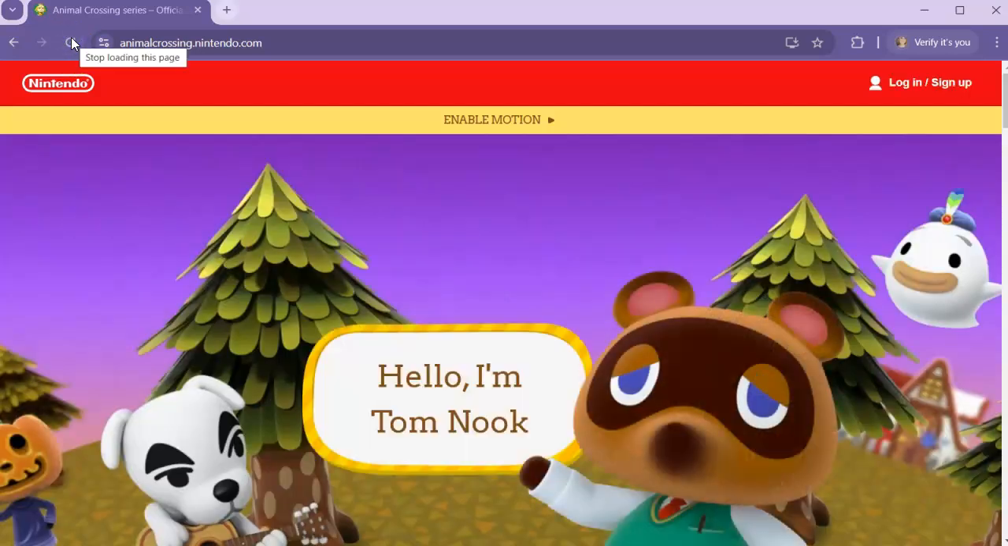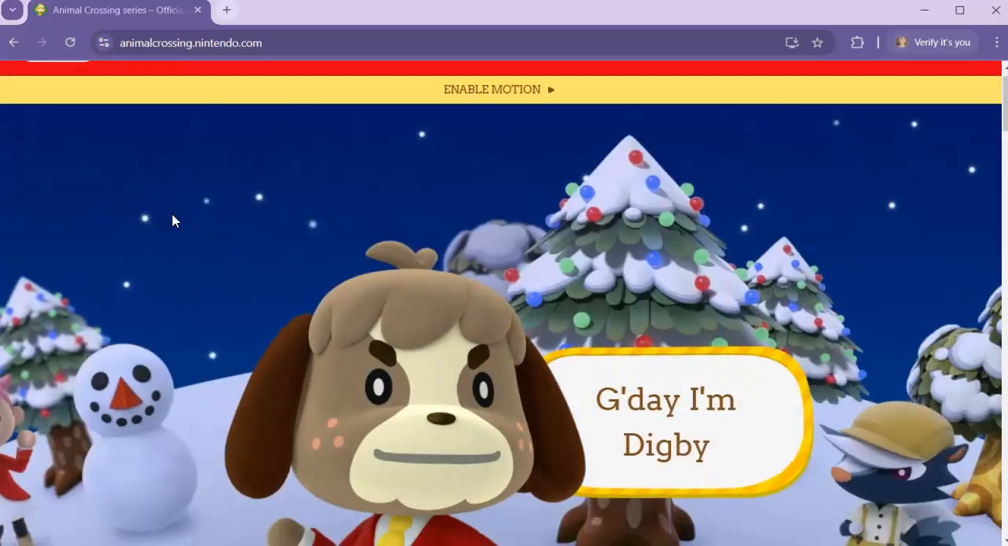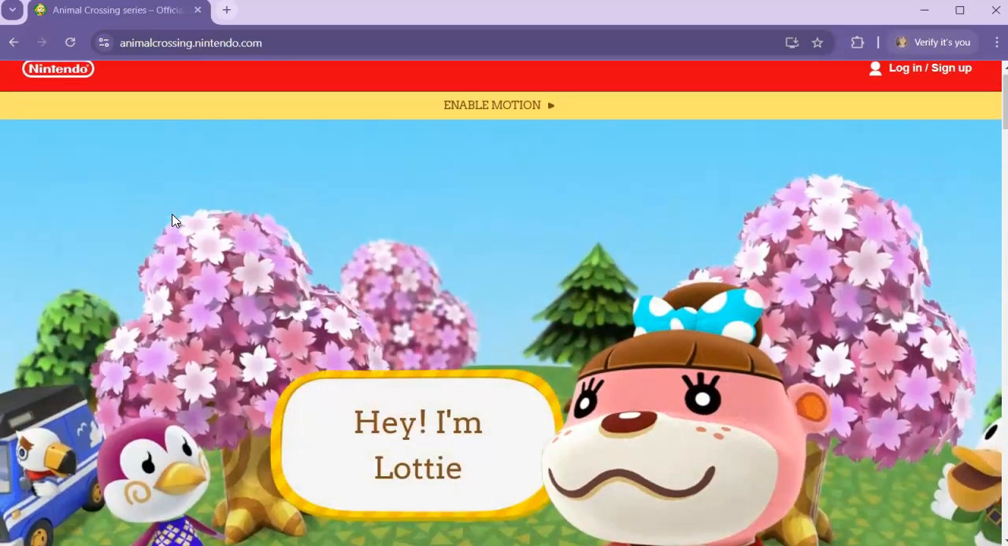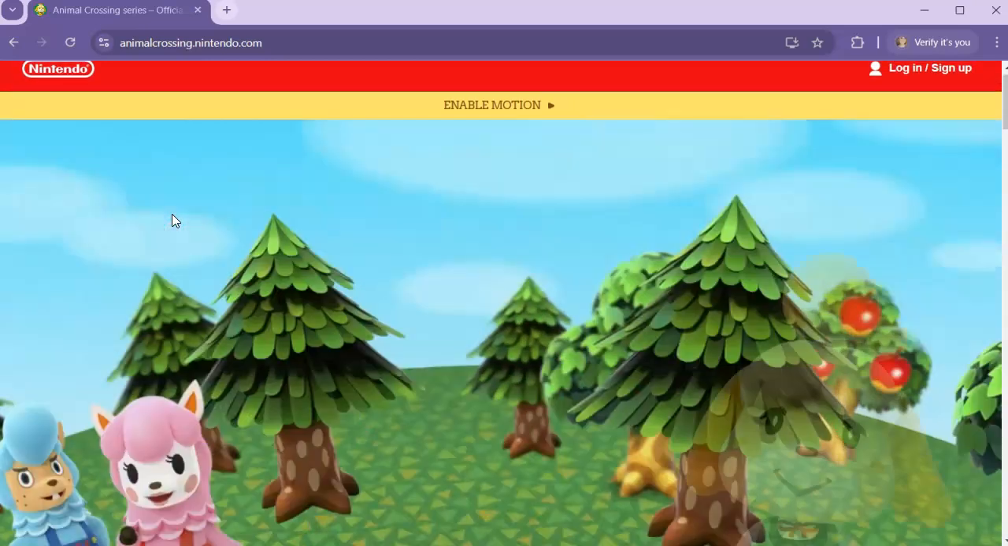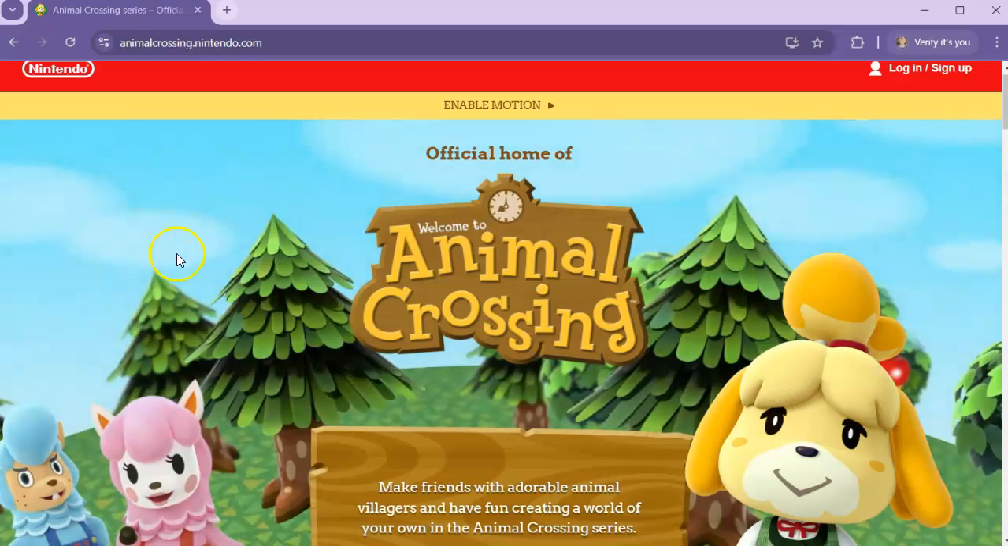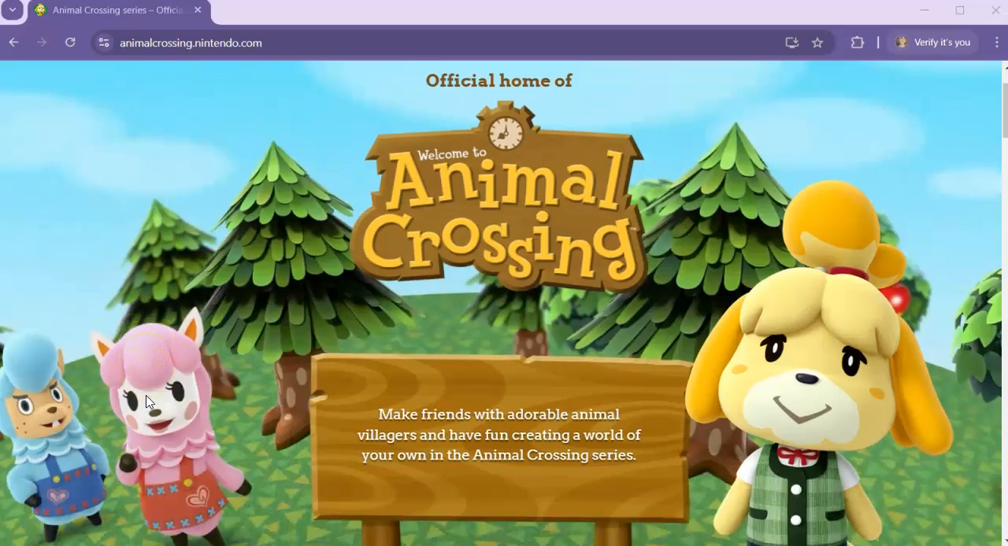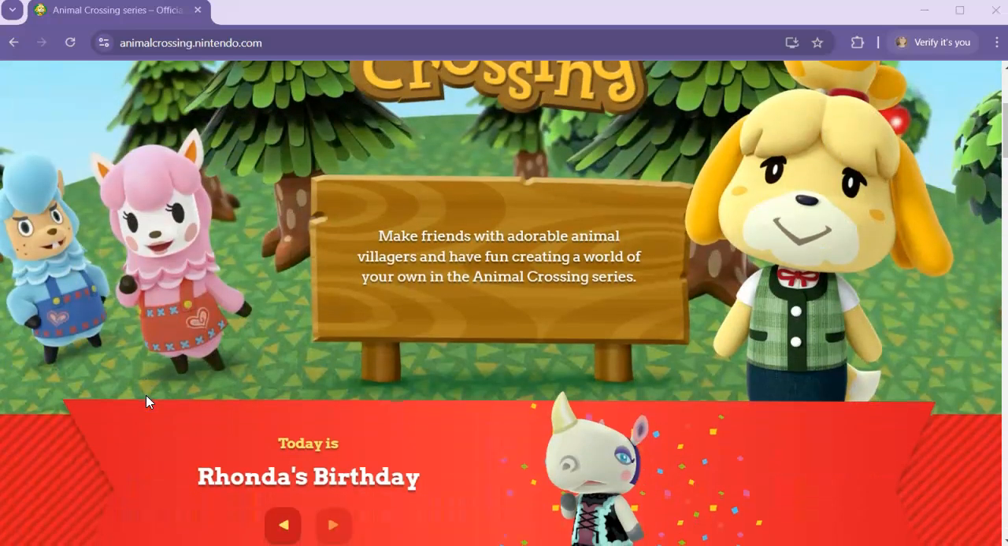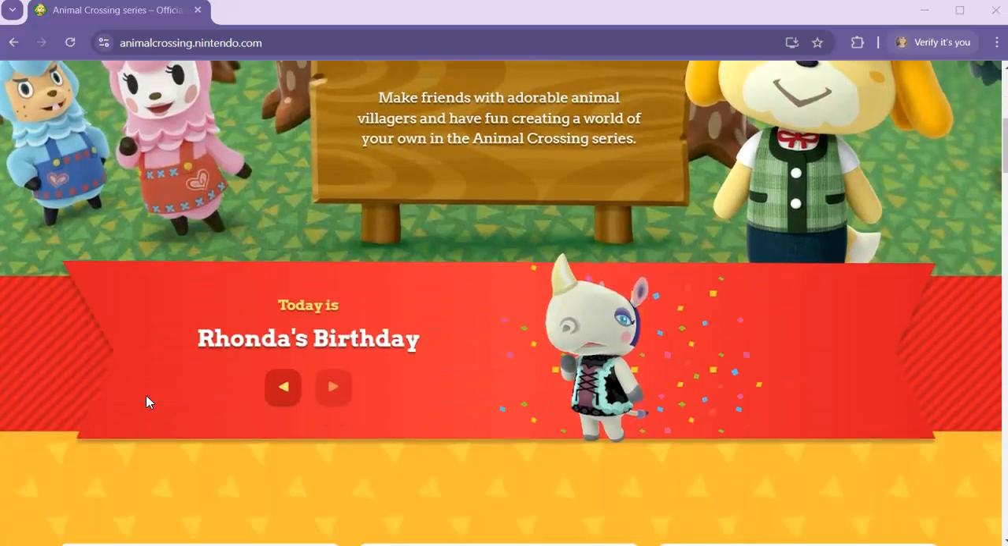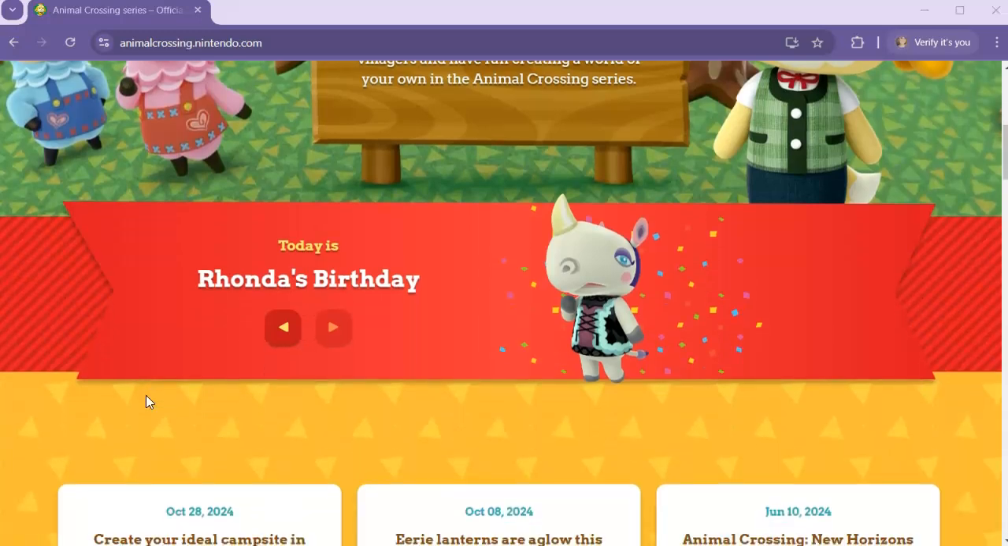Hello, my name is Caitlin, and today I'd like to once again take a look at the Animal Crossing website, but this time analyzing it using the 6 principles of design, with those being contrast, focal point, balance, movement, rhythm, and unity.